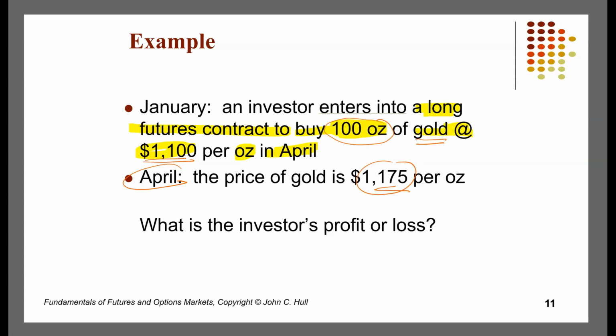So in this case, who made the profit? The buyer, the long party, made a profit, and the short party made a loss. The amount of the profit was $7,500, which is the same as the loss. The loss was $7,500.